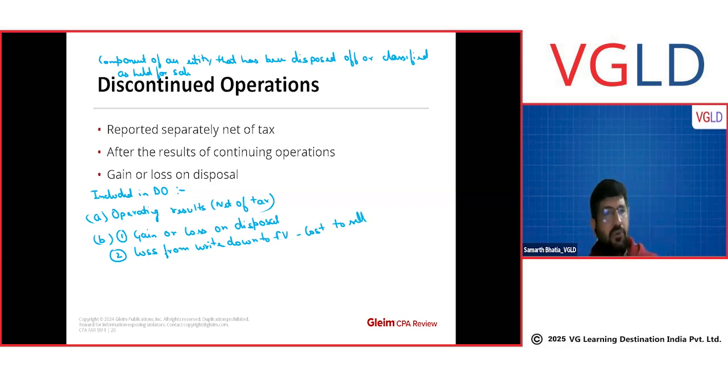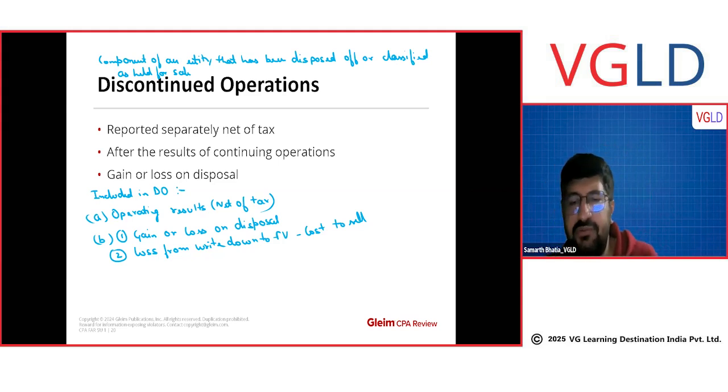Meaning, whatever assets we have, we reduce the value of the assets towards fair value. And one more thing, assets held for sale will not be depreciated. On the day we decide that we will discontinue our operations, from that day we will not depreciate our assets, because depreciation is charged when the assets are in use. If the assets are not in use, you cannot charge depreciation.